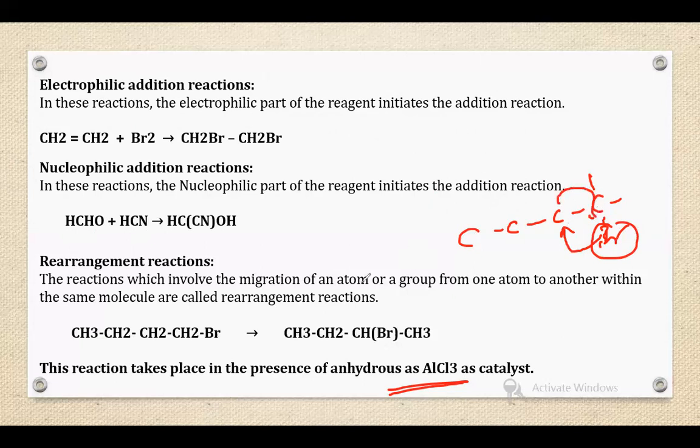So just rearrangement. Rearrangement leads to the formation of a different molecule. Here is 1-bromo and here is 2-bromo. Here 1, 2, 3, 4, 1-bromobutane. Here 1, 2, 3, 4, 2-bromobutane. So this leads to formation of different compounds; different arrangement or migration of atoms leads to a new compound. That is what we call a rearrangement reaction. It takes place in presence of anhydrous aluminum fluoride.